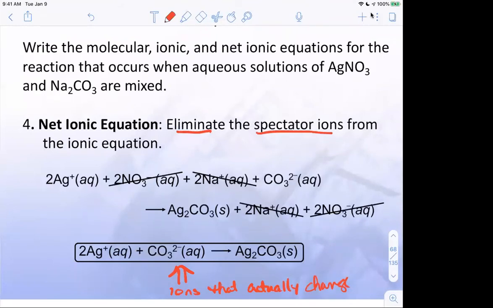And this also needs to be balanced. So if you balance that molecular equation, and I follow the fact that for 2 silver nitrates, I get 2 silver and 2 nitrate ions, this will be balanced at this time as well.